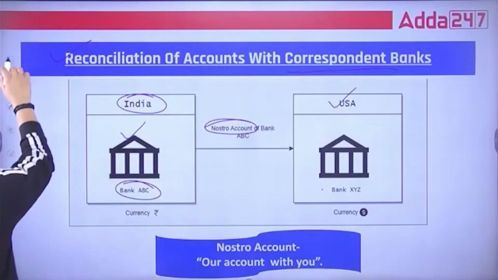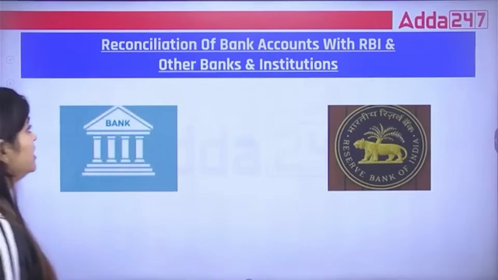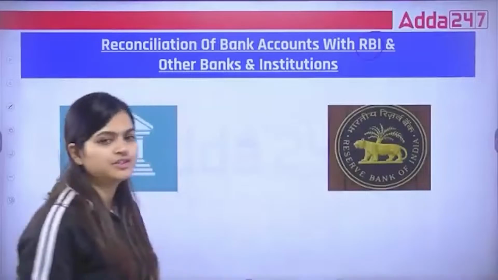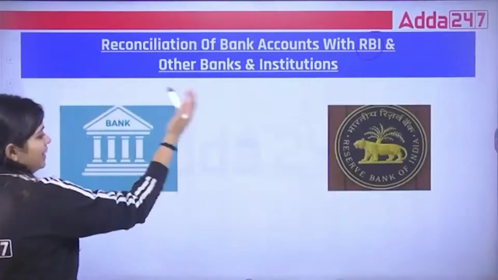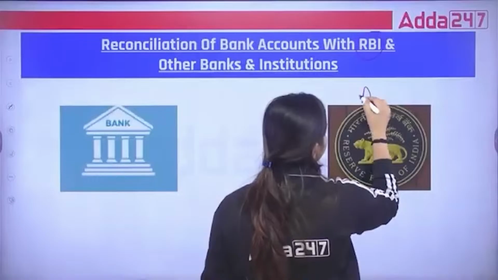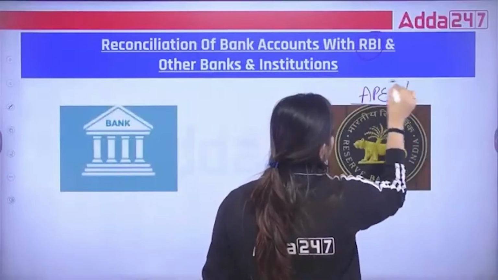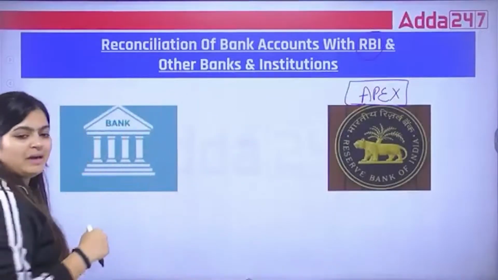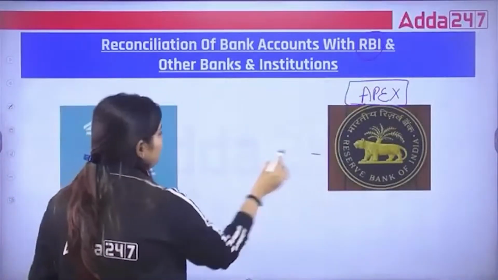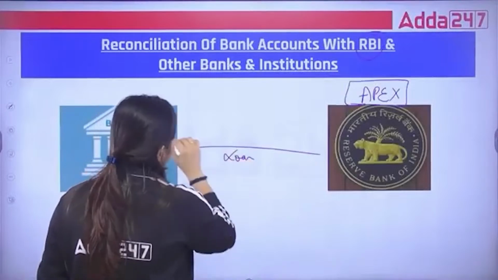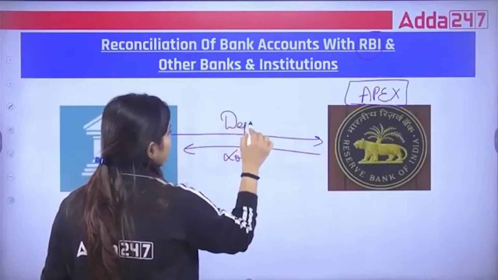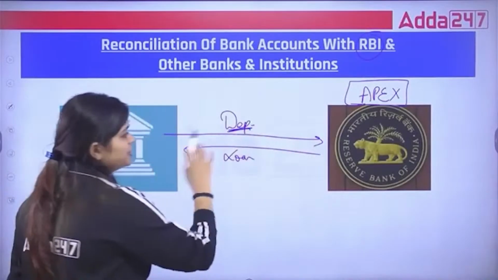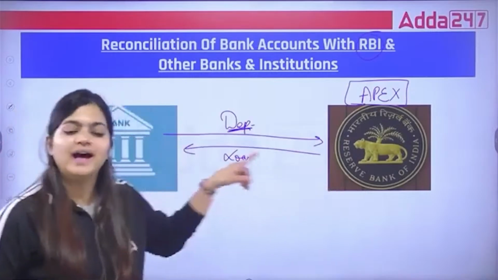Then next you have the reconciliation of bank accounts with RBI and other banks and institutions. Now we all know the apex bank, RBI. When we talk about RBI, they are giving support to the banks. Banks are taking loans from RBI, and banks are depositing in RBI. So ultimately, again there are transactions going on between RBI and the bank.